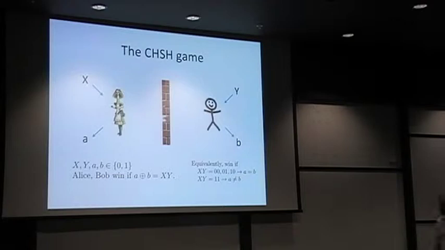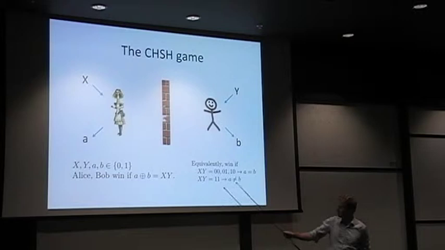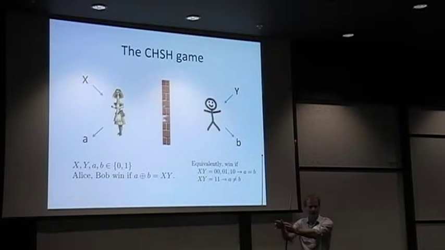Just another way of writing that last thing. Equivalently, they will win in the following circumstances. If the inputs x, y were either 0,0, or 0,1, or 1,0, then they should output the same value, a equals b, and if the inputs x, y were both 1, then they should output different values. If you want, you can think of there being a referee in the picture as well. It's the referee who hands them the inputs x and y. They give a and b back to the referee, and the referee verifies this relation. So they're playing against the referee in some sense.